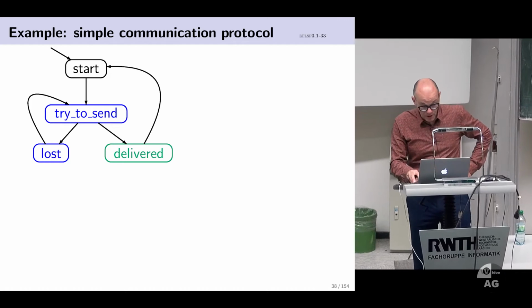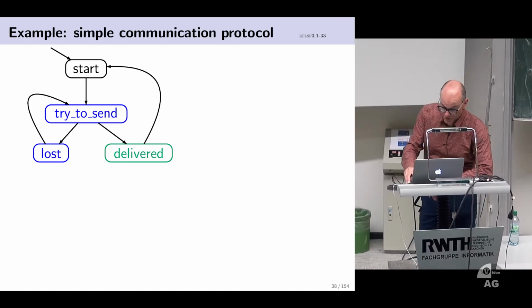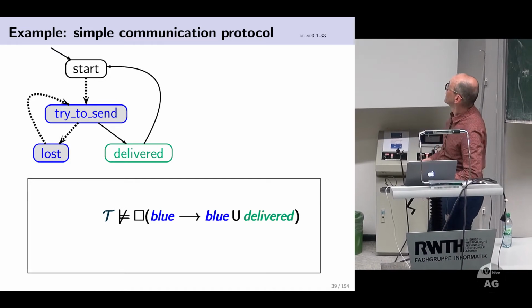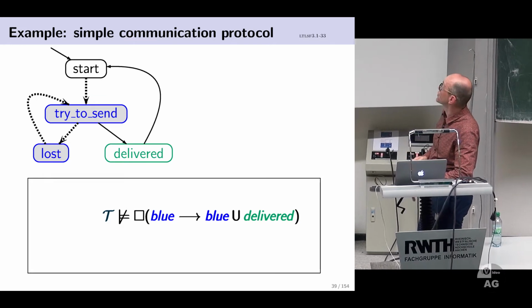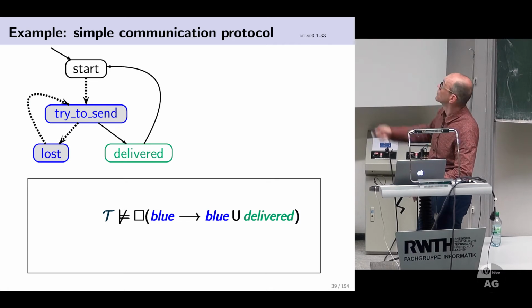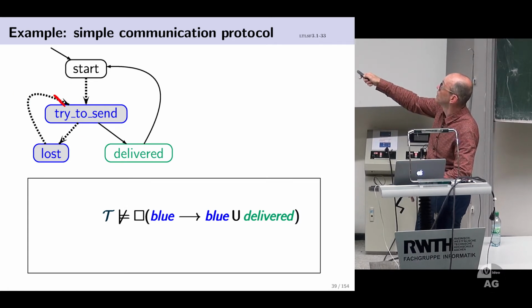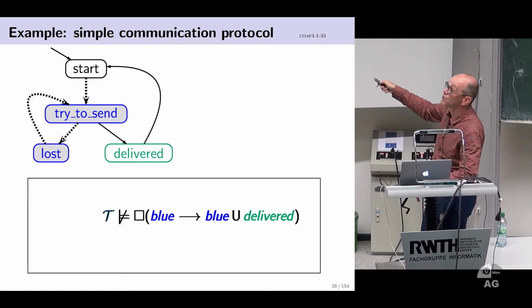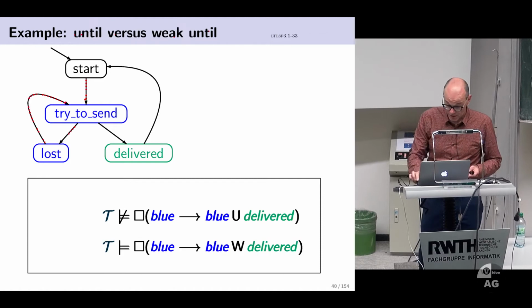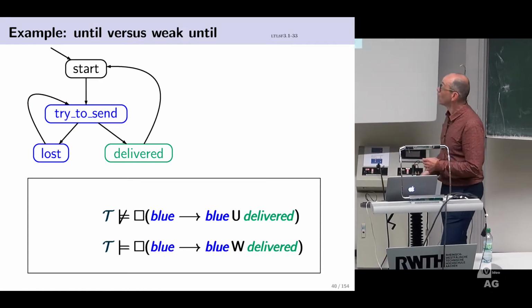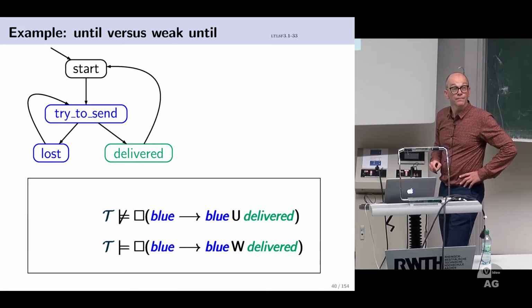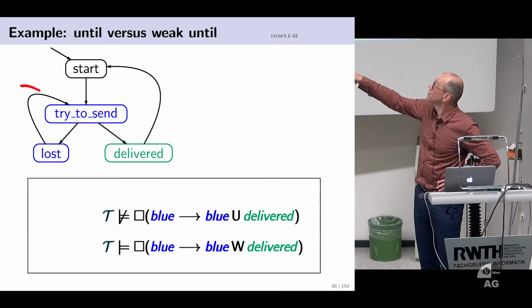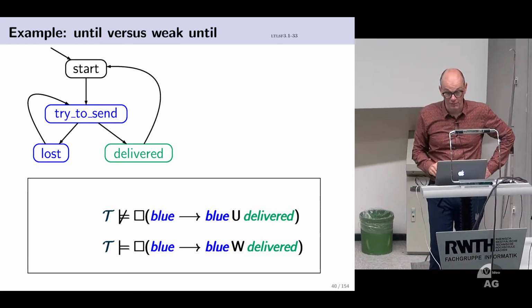Good. So here is a simple communication protocol, an example that we have seen before. If we look at this formula, blue implies blue until delivered, this is not true for this transition system. And the counterexample is the dashed path. So we move here and then we stay in this cycle, which means you are blue, but you will never establish delivered. But it satisfies the formula: it's always the case if blue holds, then blue weak until, or unless, delivered. Because this allows you to also cycle around infinitely often there. That's no longer a counterexample anymore.